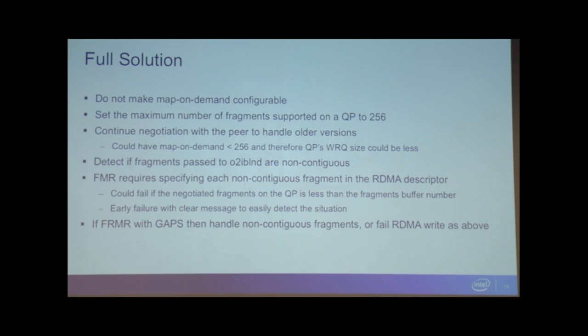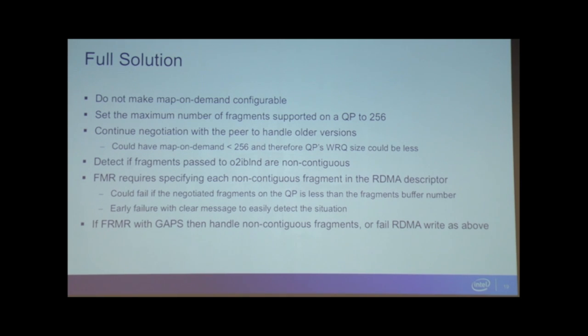But moving forward, we said that the global memory regions are simply removed from the kernel. So there is no need really for MapOnDemand anymore. So we decided to make it non-configurable. So it's always set to 256.